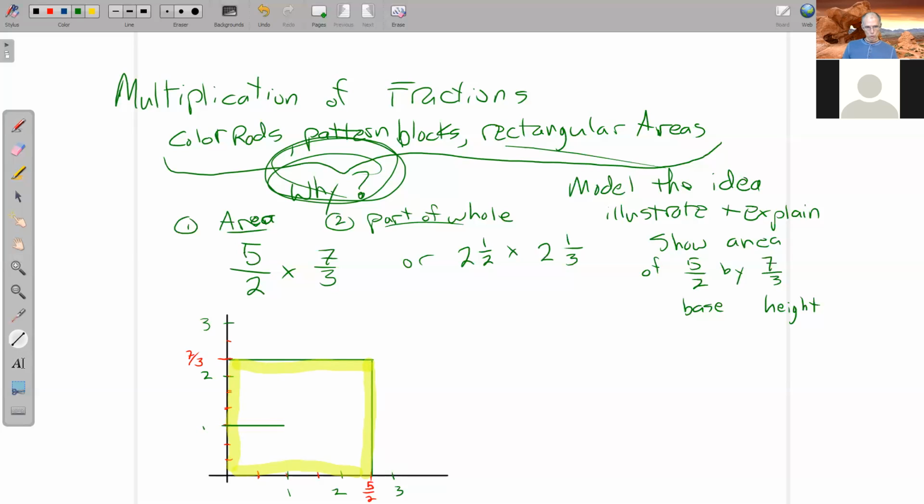So 1 hole is across that way, 2 holes is across that way, 1 hole is that way, and 2 holes is right there. So I see a whole bunch of holes here. There's 1 there, 2 there, 3 there, 4 there, plus this extra stuff. And for the extra stuff, I'm gonna split into halves and thirds.